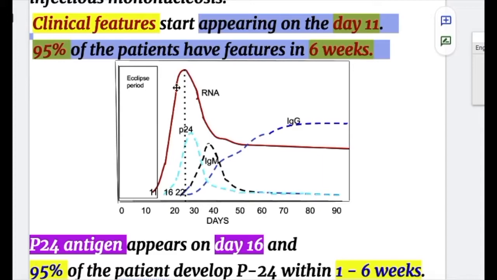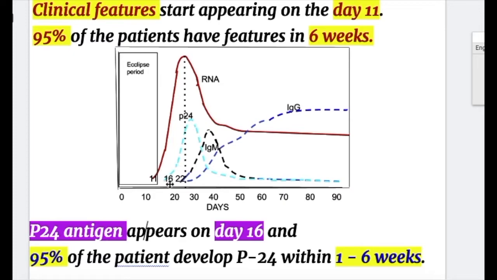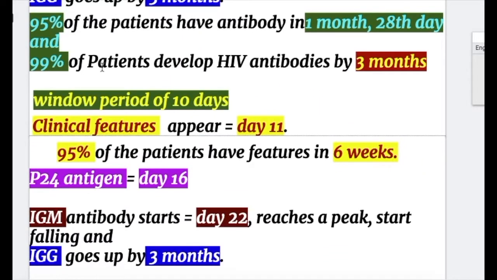and reaches a peak simultaneously with the clinical features, and then both of them start falling. Immunoglobulin, first IgM, starts appearing, then it falls, and then immunoglobulin G, IgG, starts, and it maintains a steady state in about 3 months. So P24 antigen appears on day 16, and 95% of the patients develop P24 within 1 to 6 weeks. IgM antibodies start appearing on day 22 and reach a peak, and then start falling, and then, as I mentioned earlier, IgG starts going up and maintains a peak in 3 months. So 95% of the patients have antibody in 1 month and 99% in 3 months.